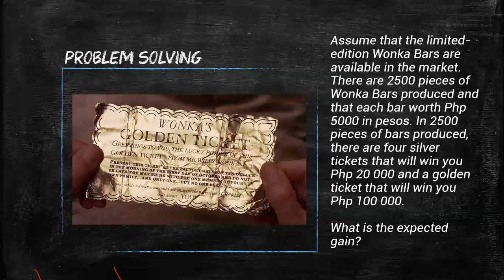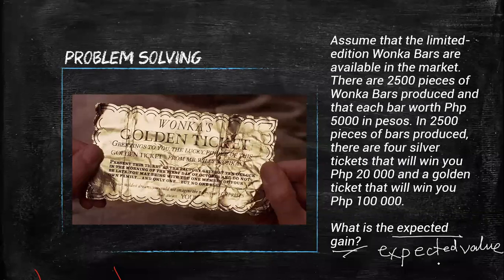Okay? So what is the expected gain? Well, later on I will explain to you why it is called expected gain. Pero class, the expected gain is also same as the expected value. And ano na nga ang expected value, class? Mean po. The mean. Okay. So ano yung hinahanap? The expected gain. Paki-take note muna yung ating mga given dyan sa problem. 2,500 produced, wherein 4 silver tickets will win 20,000 pesos and a golden ticket will win 100,000 pesos. Okay.